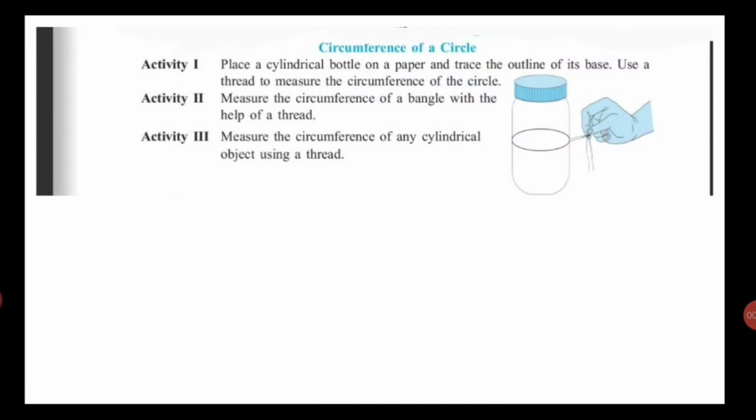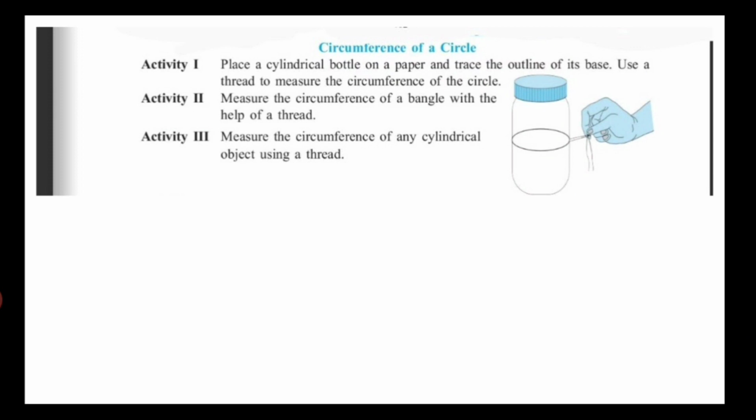Now see children, one more activity is there, to measure the circumference of the circle. As I have told you, circumference is nothing but the outer edge of the circle. So let us see the activities. Activity 1: place a cylindrical bottle on paper and trace the outline of its base. Use a thread to measure the circumference of the circle.